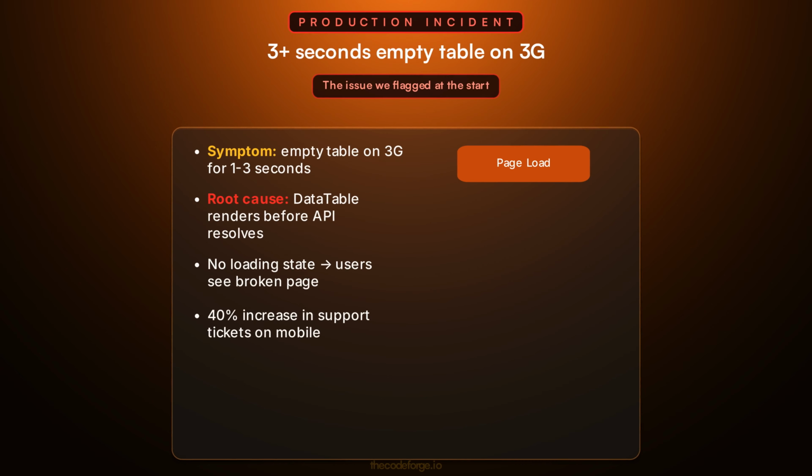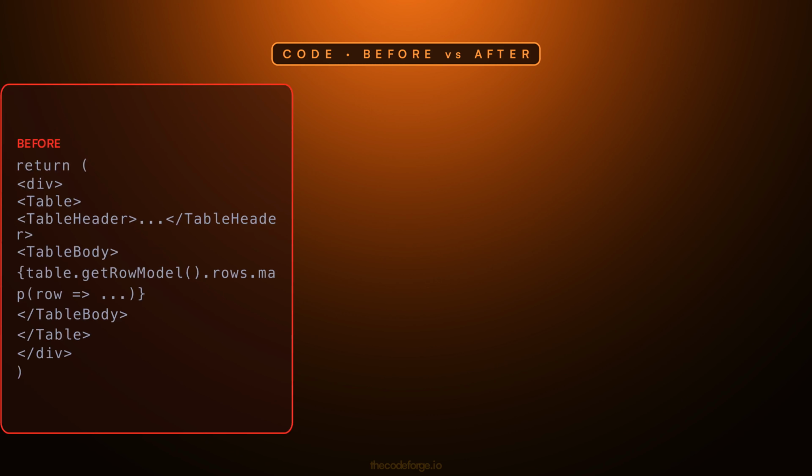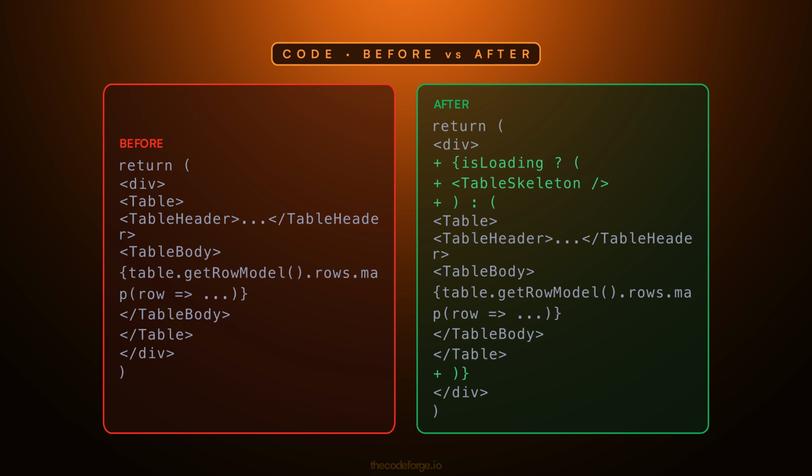This is the same issue we highlighted at the start. Here's exactly why that happened. The data table component renders immediately with empty data because the API call hasn't completed. Users on slow networks see a blank table and think the page is broken, leading to repeated refreshes and support tickets. The data table rendered synchronously without checking an async loading state, causing an empty tbody on slow connections.